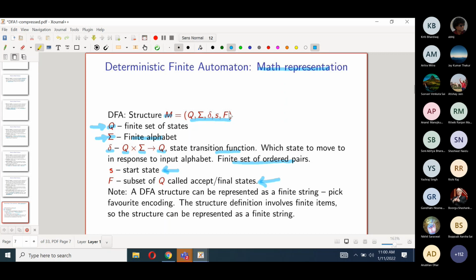So now notice that if you just look at this 5 tuple, you have a finite set of states represented by Q, a finite set of symbols that is denoting the alphabet sigma, a finite set of ordered pairs denoted by delta. You have one special state, which is the start state, and you have a finite subset of special states called final states. So in total, this can be represented as a finite string. You just pick any favorite encoding.